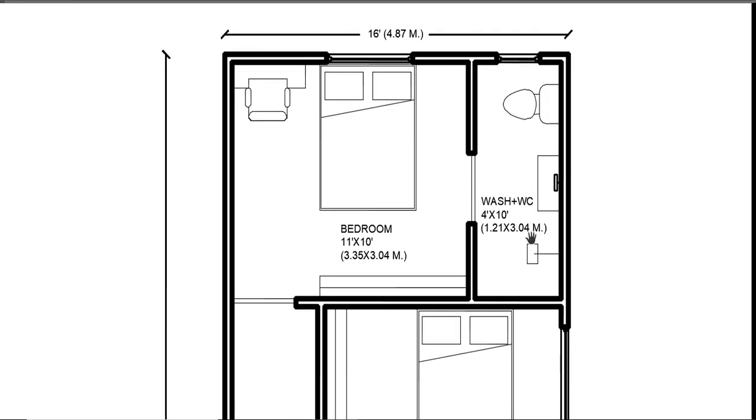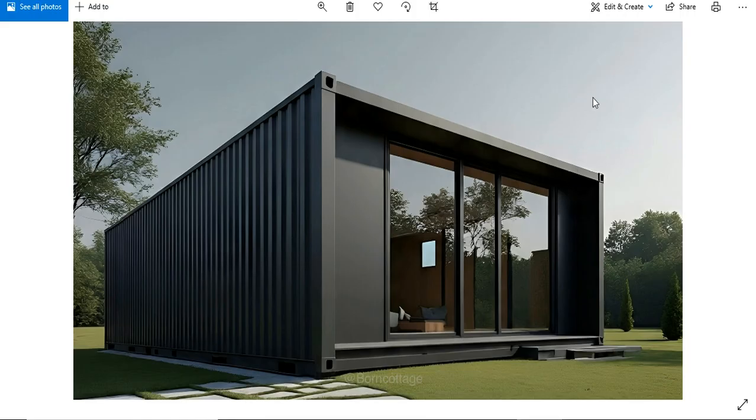You can see here the wash basin, water closet and the shower area, and we have a ventilator for ventilation of this washroom. So this is the floor plan of the house you are watching on the screen. This is a 2 bedroom shipping container house.